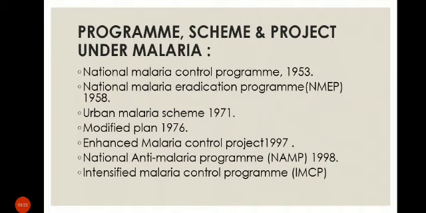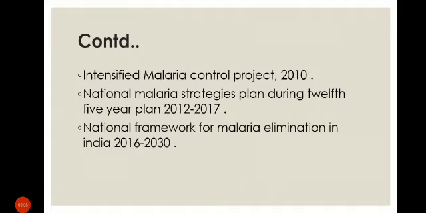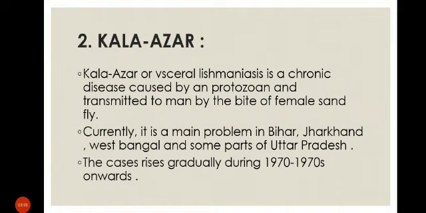The National Anti-Malaria Program (NAMP) was launched in 1998, followed by the Intensified Malaria Control Project in 2018. Continuing with the programs: the National Malaria Strategic Plan during the 12th 5-year Plan, 2012 to 2017, and the National Framework for Malaria Elimination in India, 2016-2030. Second, we have Kala Azar.